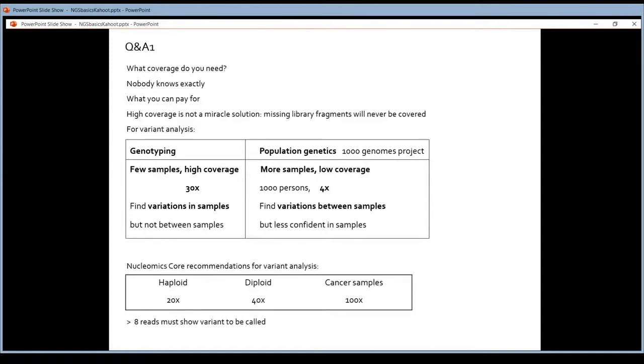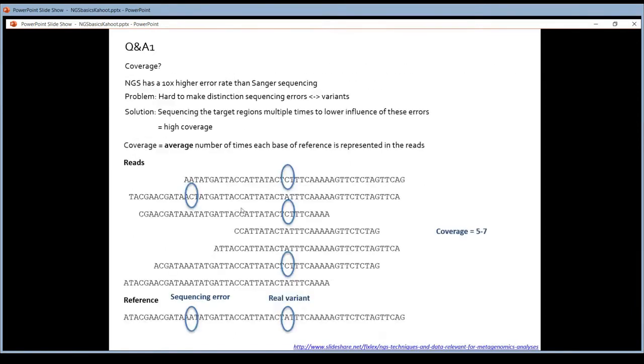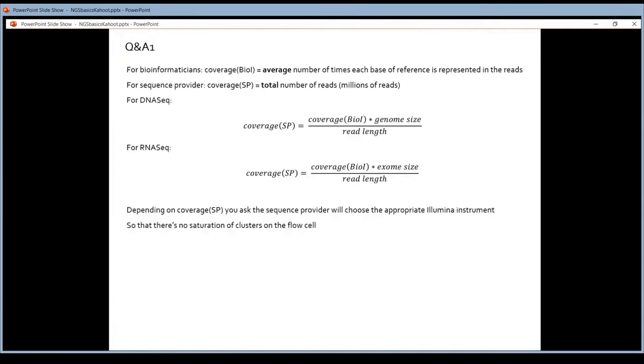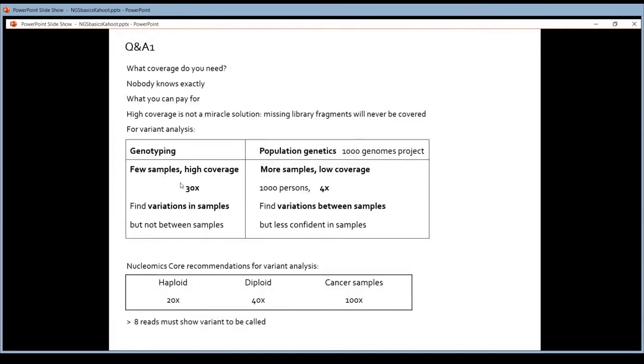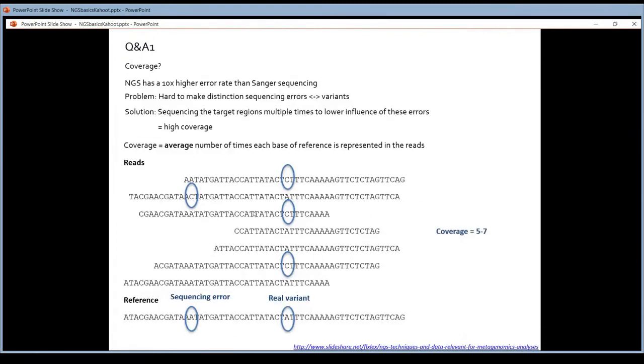Two examples here. You have one patient, and for that patient you want to be 100% sure whether he has a certain mutation or not. In that case, you need to go for very high coverage because you really want to know if this is a real mutation, yes or no. So the higher the coverage, the more sure you will be. What is high coverage? 30. So 30 reads on average per base in your reference.